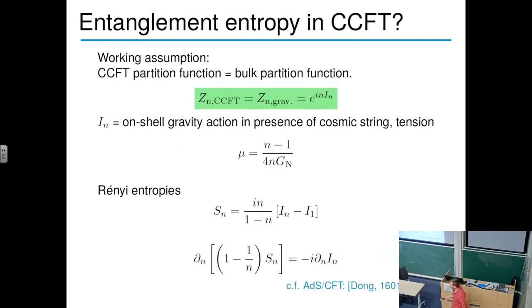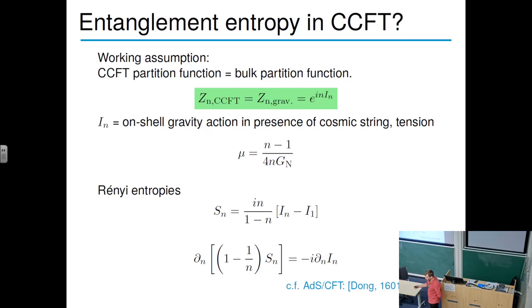Right, so how can we use this fact that the uniformization map is the same as the cosmic string superrotation to learn about celestial CFT? My working assumption is going to be that the partition function in the CCFT is equal to the partition function of my bulk gravitational theory. This is what I mean by my holographic duality. And then, as basically always, because I don't know how to do quantum gravity, I will take a classical limit and write my partition function as the exponential of some on-shell action.